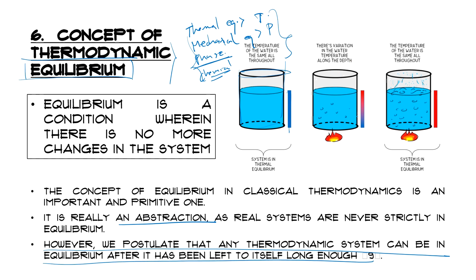Or if we start heating, of course, at this layer of water first, it has a higher temperature than the layers above. But after some time, it can achieve a more uniform temperature all throughout, and we can say that it is going to be in thermal equilibrium.